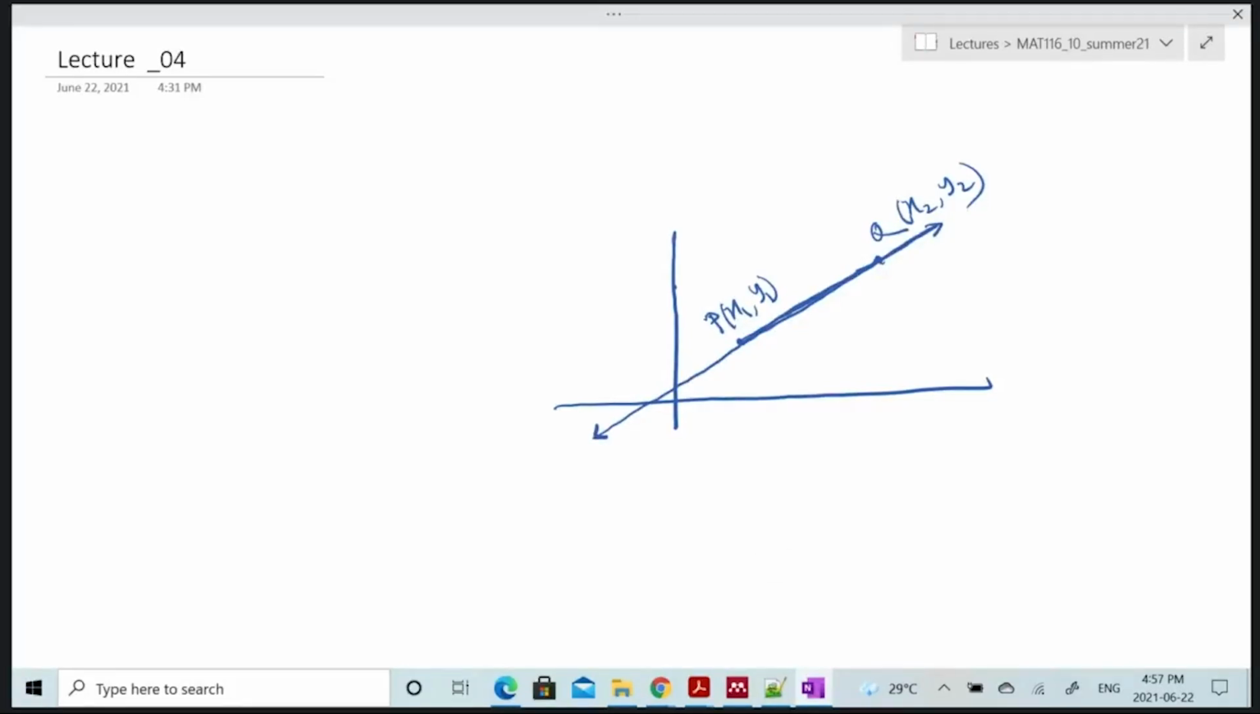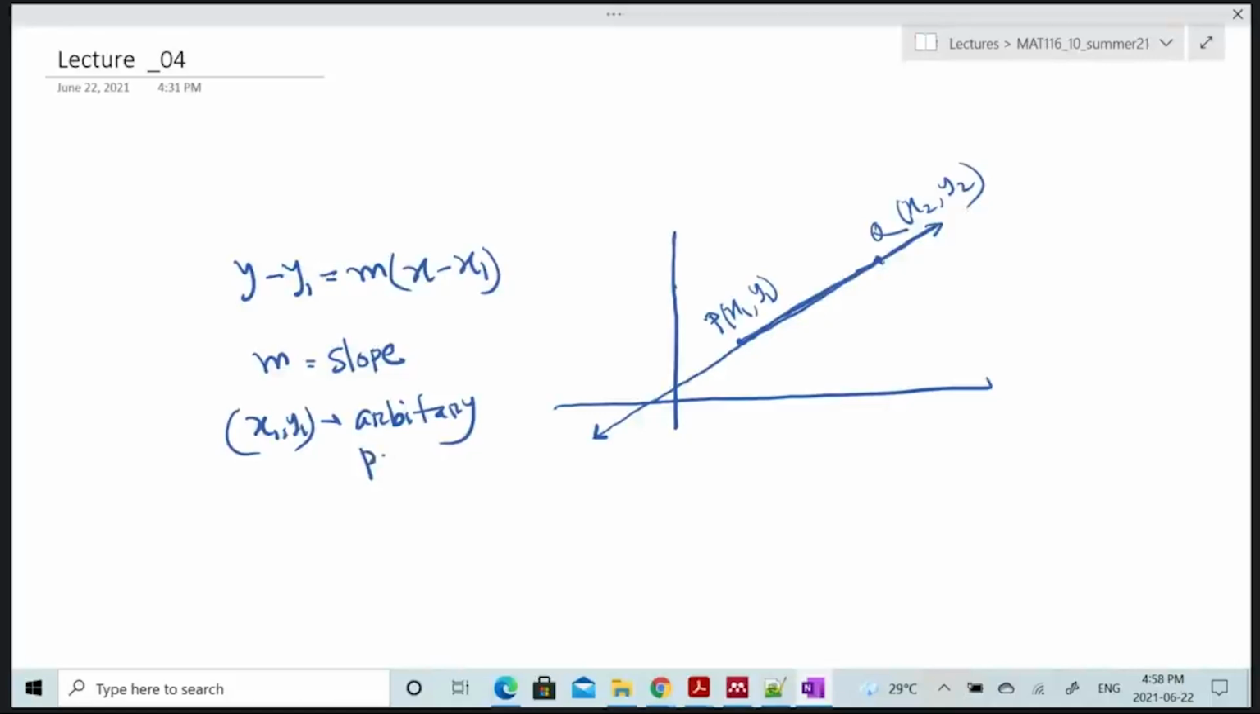And the formula we will use is called y minus y1 equal to m of x minus x1. And here m is called slope, and x1, y1 is an arbitrary point on the line. And this formula, it has a name. It is called point slope form. Point slope form of a line.